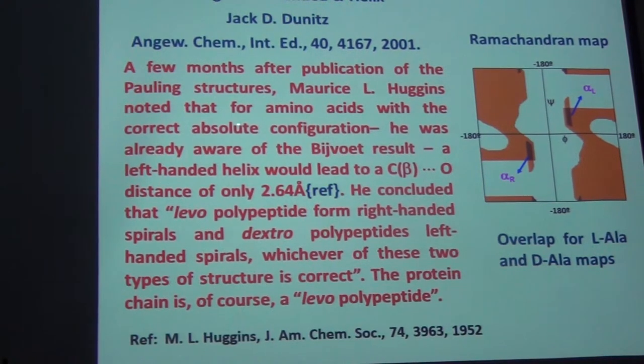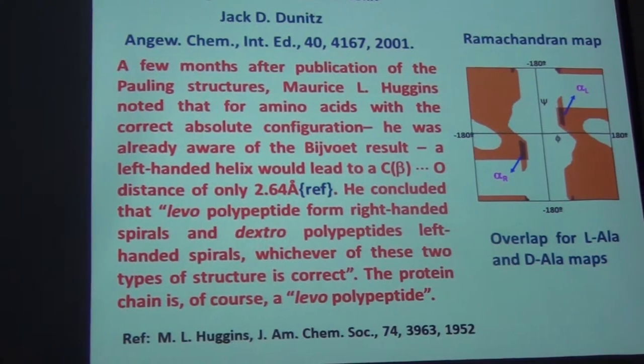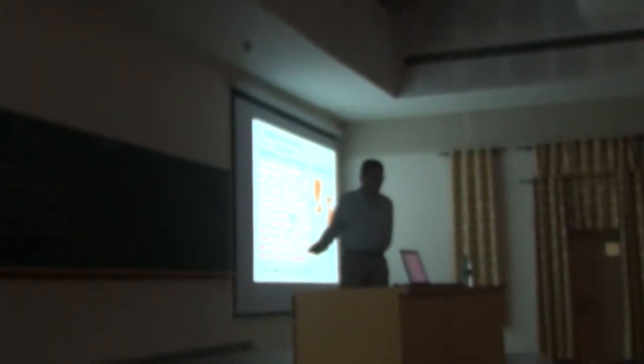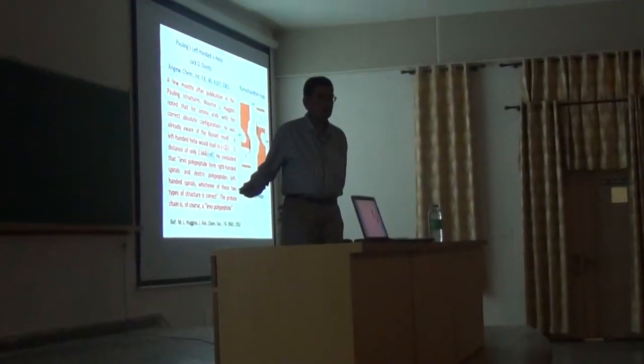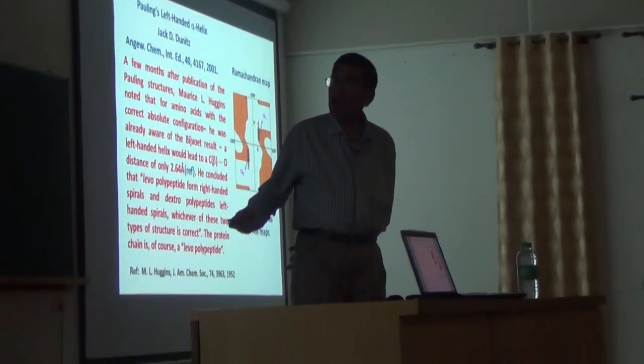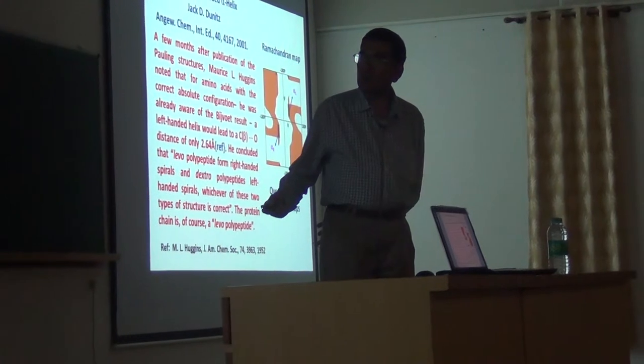Now, the absolute configuration had been determined really in anomalous dispersion work done by Bijvoet. The question at that time was, was Pauling aware of this? Pauling was certainly aware of this at that time, but he had just ignored it.